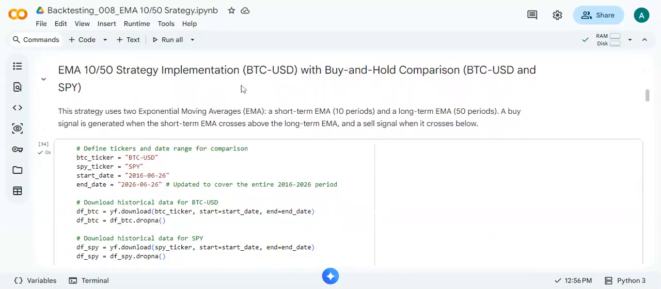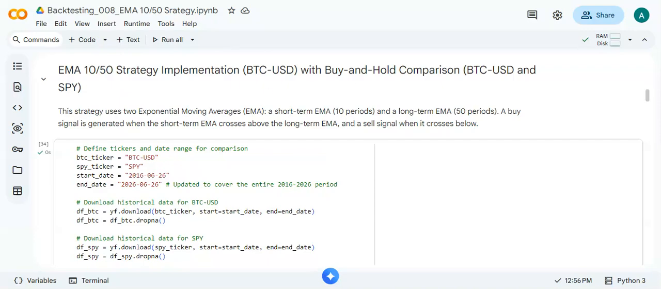And here, just to remind, the crossover strategy is when the fast exponential moving average of 10 crosses up the exponential moving average of 50, we buy, and vice versa. We actually sell when the exponential moving average of 10 crosses down 50. So a very simple strategy, crossover up and down.